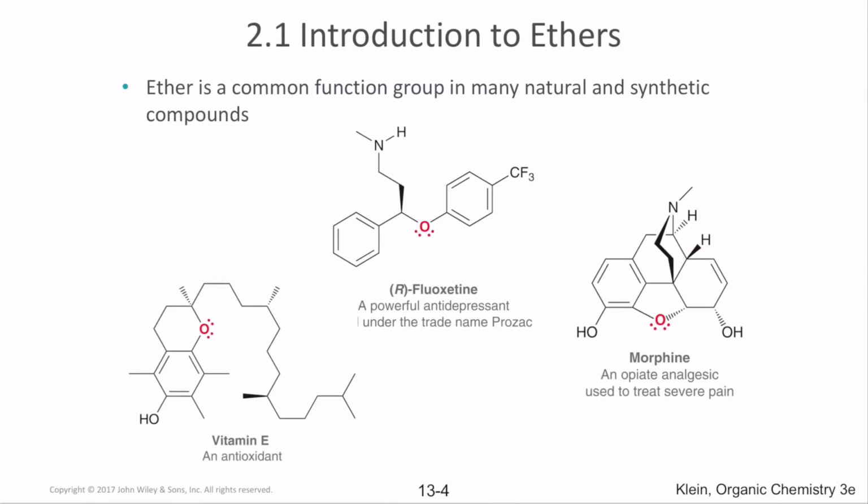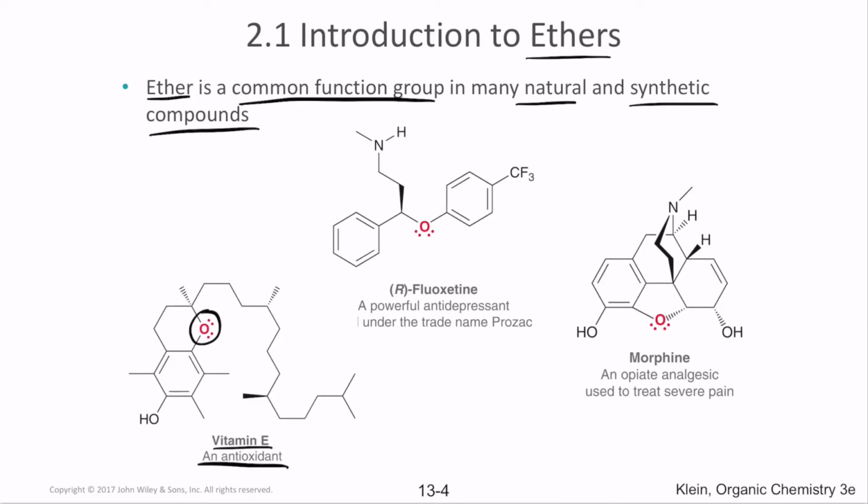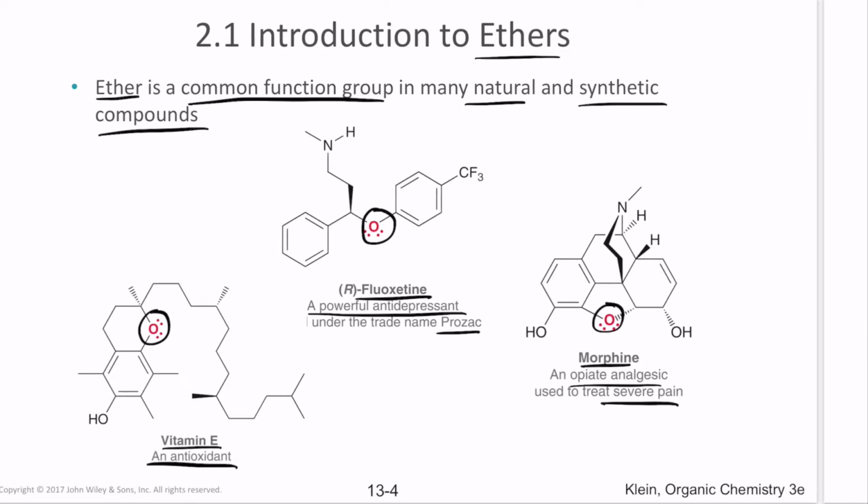So where do we use ethers? Ethers are a common functional group, present in many natural and synthetic compounds. For example, vitamin E is an antioxidant that has an ether group in it, and fluoxetine is a powerful antidepressant commonly known as Prozac. That also contains an ether group. Morphine is another opiate analgesic, generally used to treat severe pain. Here also you find the ether group.